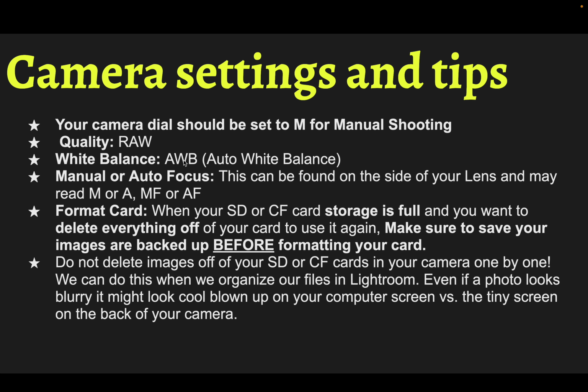White balance, you can have it at auto white balance, or you can play with the other white balances as well. You'll see different settings, like a little sun for daylight if you're outside, or a little cloud for cloudy, or tungsten types of settings. So you'll be able to see that in your camera. But auto white balance, I consider to be fine. And then manual or autofocus mode, like I said, can be found on the side of your lens and may read M or A, MF or AF.